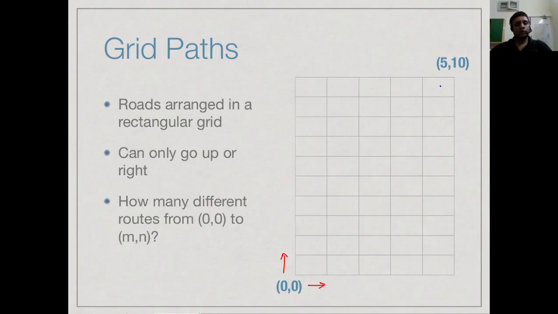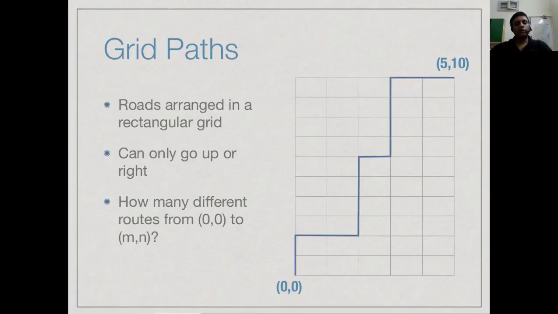So we can number the coordinates. The bottom left corner we call 0, 0. This particular grid has got 5 columns and 10 rows. So the top right corner is 5, 10. Right? And the question that we ask is how many different ways are there to go from 0, 0 to 5, 10. So what do we mean by different ways?